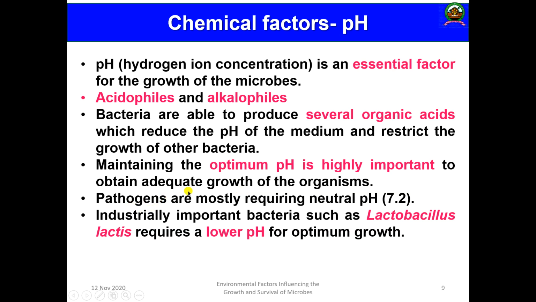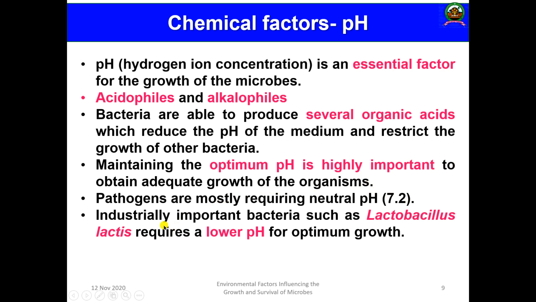Most of the pathogens that cause disease in the body, especially bacteria, require a slightly basic pH of 7.2 to 7.6. Seven is neutral, so 7.2 is a little bit basic. These are basic pH.